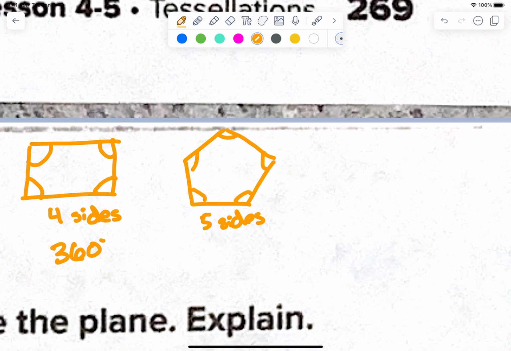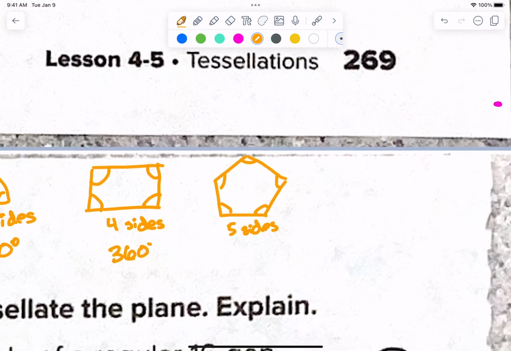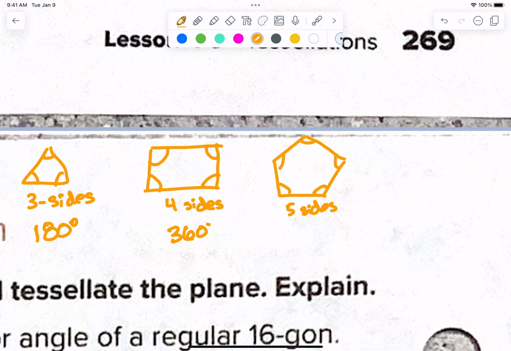Is it going to be like 360? 360 plus 180. That's looking like the trend right now, right? Like you're adding 180 every time? 360 plus 180. What's 360 plus 180? 540, okay? Now let's say I have a 6-sided figure, 1, 2, 3, 4, 5, 6. 720, okay? That's a 6-sided figure.